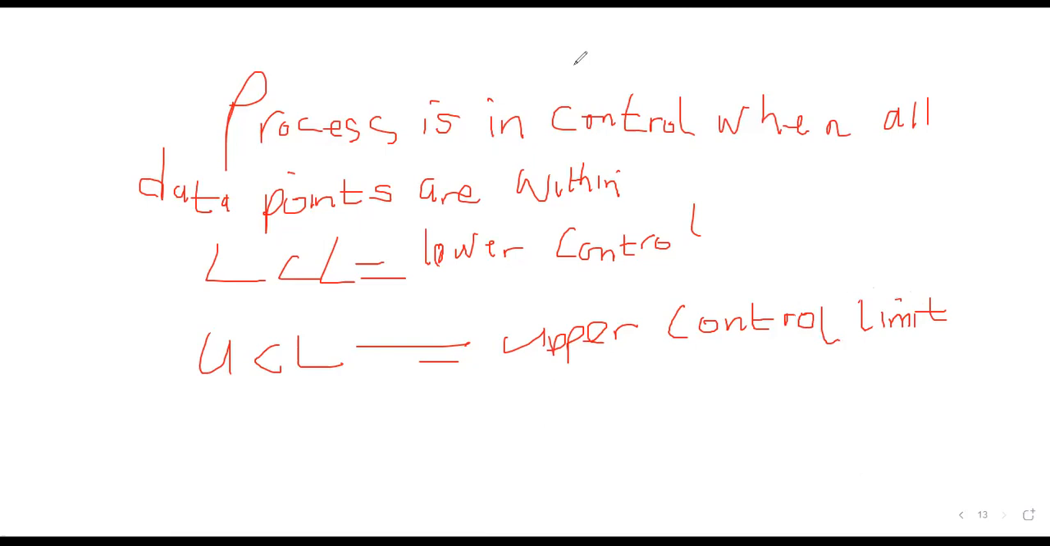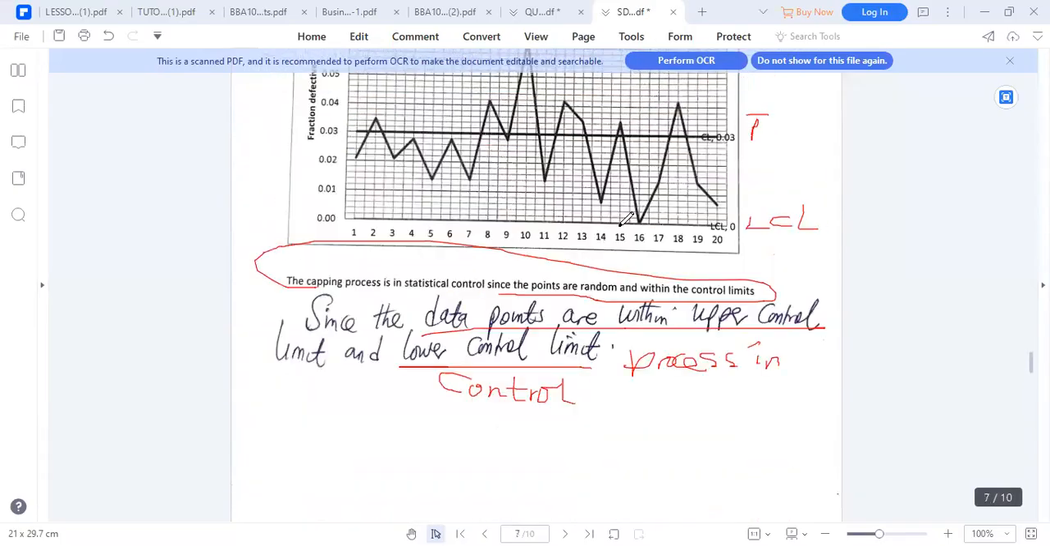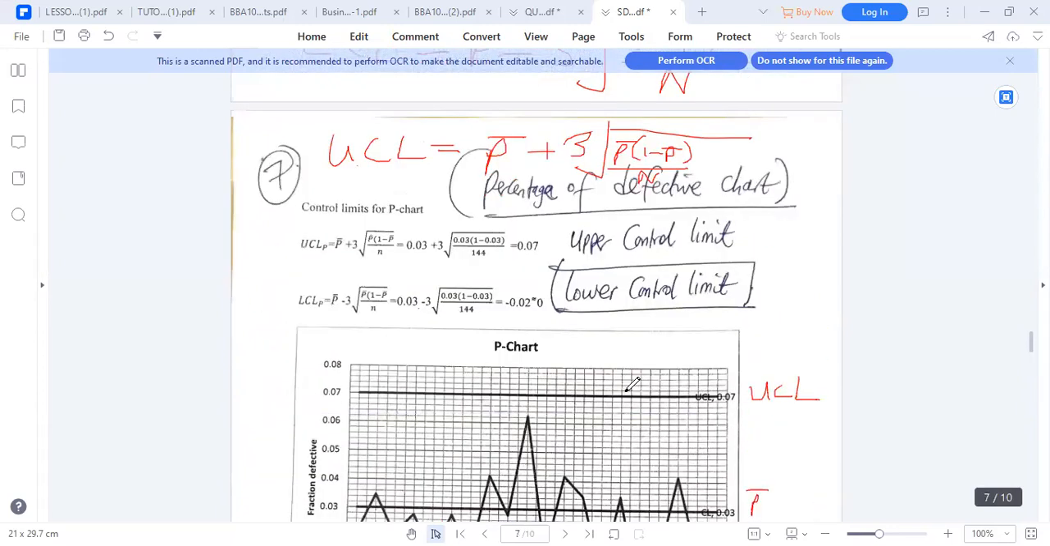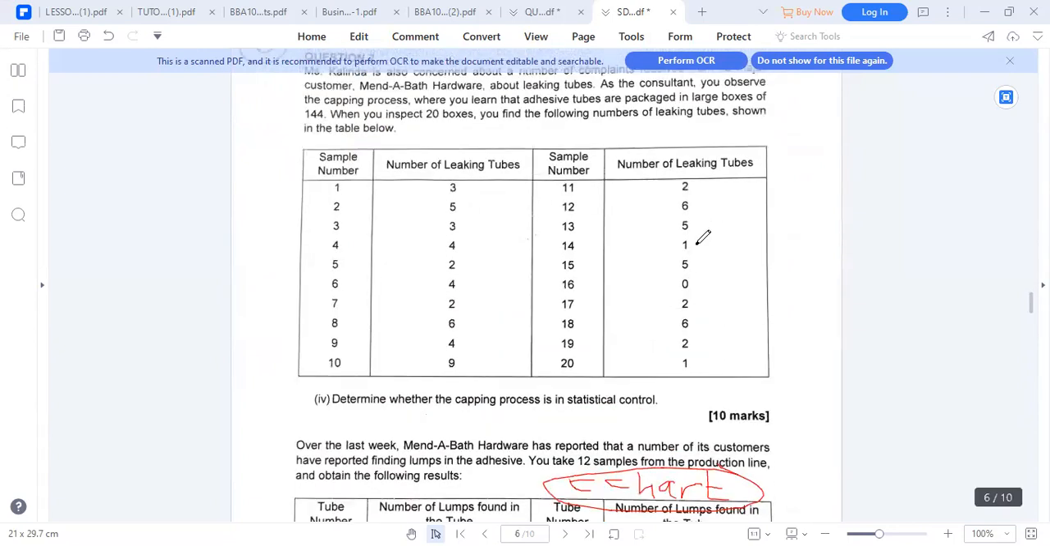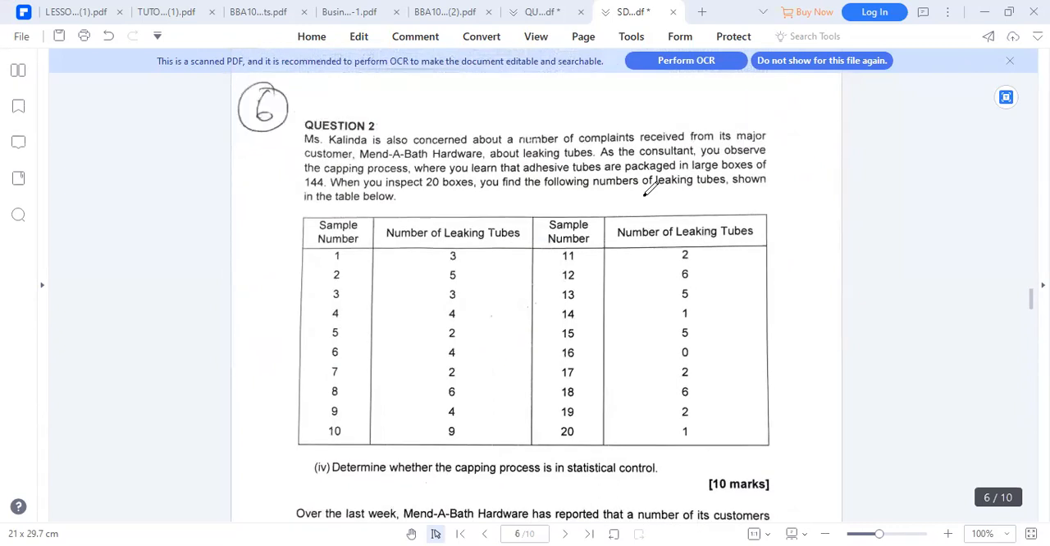All right, so this is what goes on here. Even for this chart, all of them came in this question. We have the P chart here. These are tube numbers. This is for the C chart. Here we are finding the number, the percentage of defective, the number of leaking, so it's a percentage of defects.